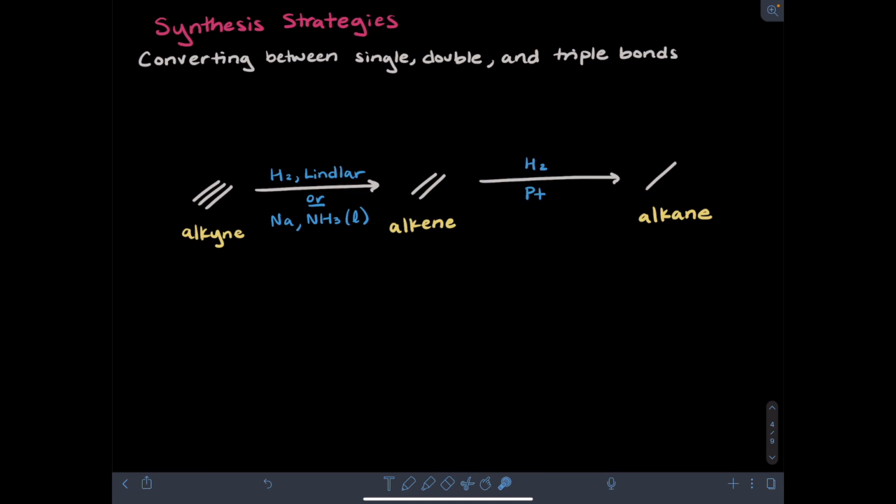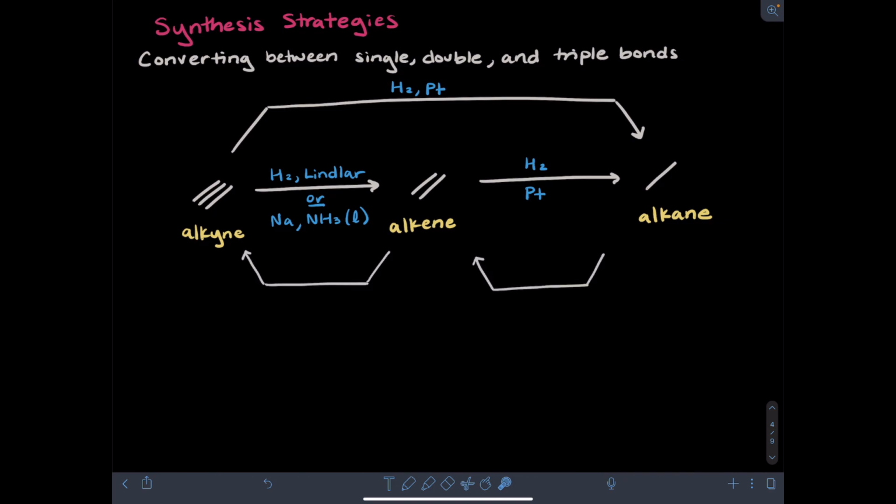To go from an alkene to an alkane, you could treat the alkene with H2 in the presence of a metal catalyst like platinum. And instead, if you wanted to go from the alkyne all the way to the alkane, you could also use hydrogen in the presence of a platinum catalyst to go all the way there. Now let's consider, how do we go backwards? For now, I'm going to focus on going from the alkene to the alkyne.